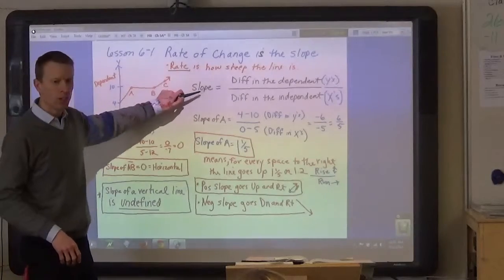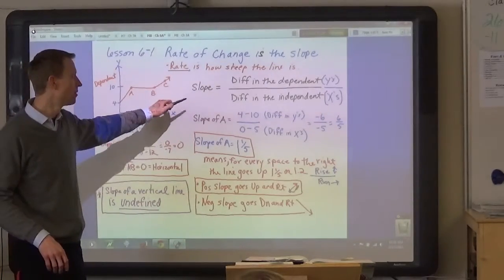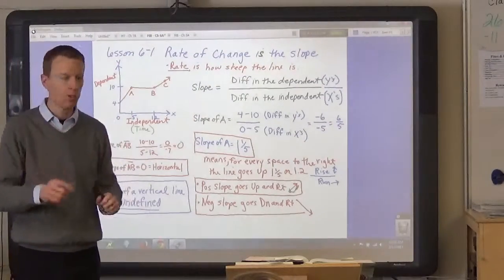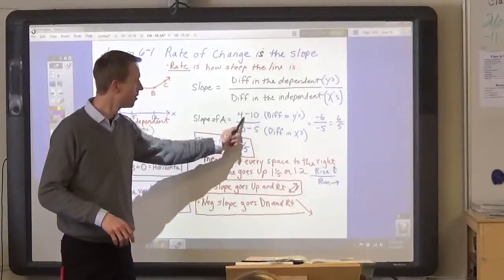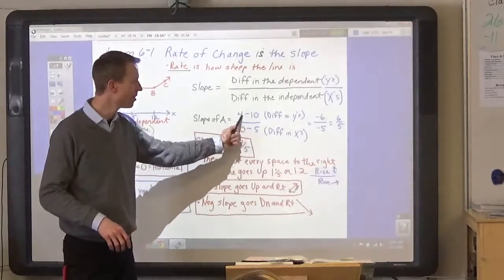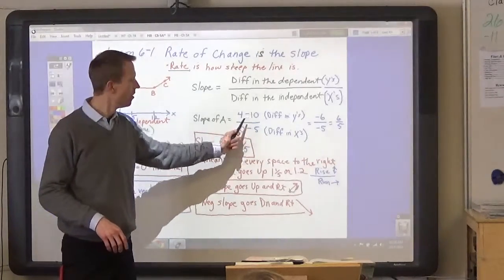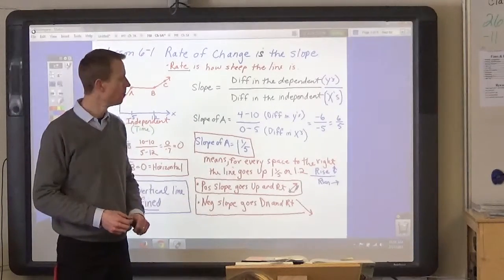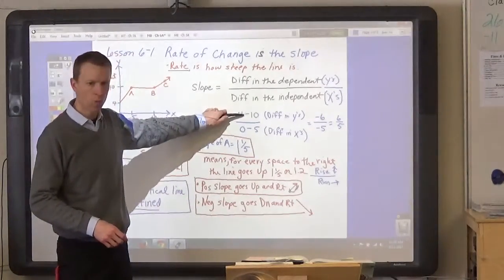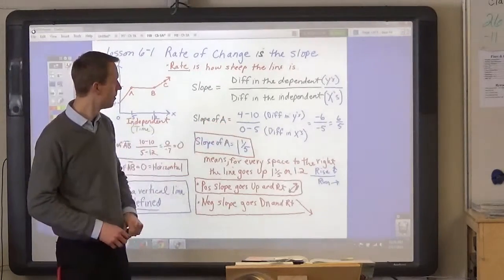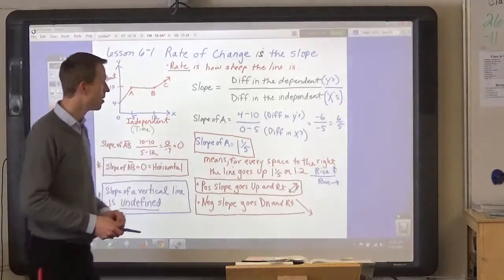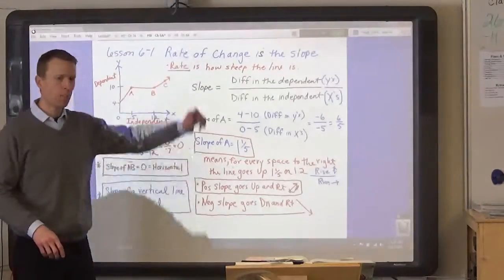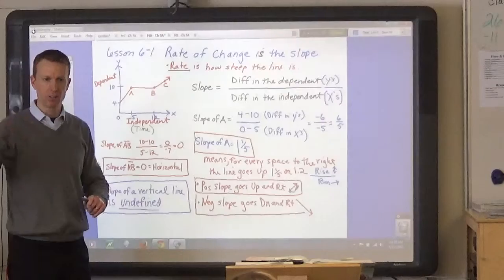Now, you can find the slope in a number of ways. You can take the x and y values. You subtract the x values. Subtract the y values on the top line. Subtract the x values on the bottom line to find the slope, because the slope is the change in y over the change in x. Okay? It's also called the rise over the run. How far up it goes for every space to the right.